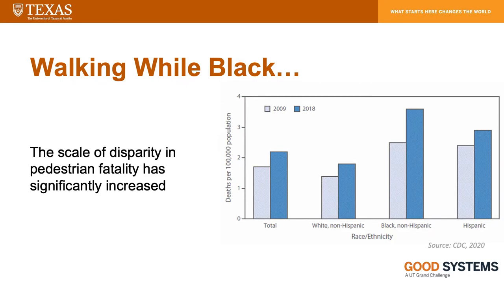The first observation is that the death rate is increasing with time. We can see that the dark blue bars are always higher than the light blue ones. And this means that our streets are just becoming more and more dangerous to pedestrians with time. However, the streets appear to be more dangerous for some pedestrians more than others.